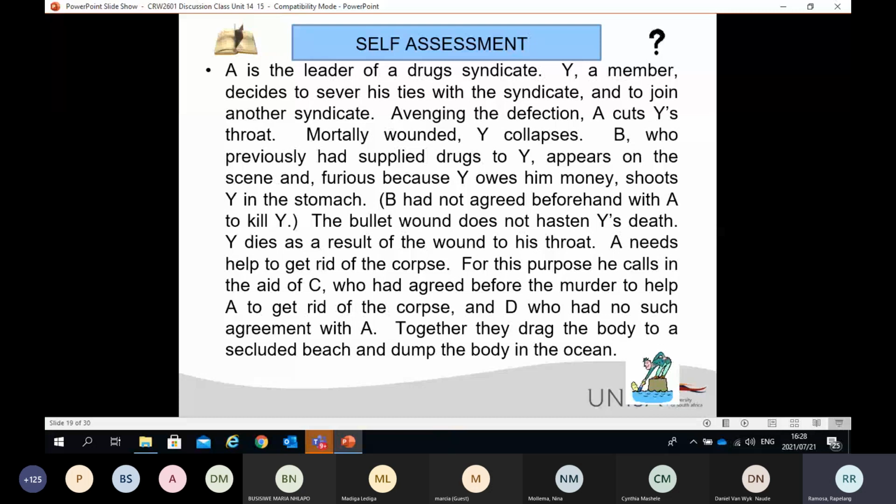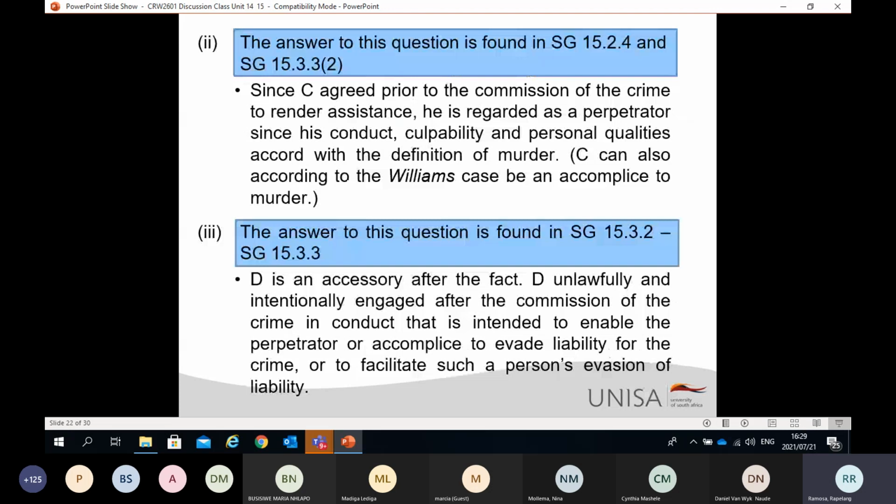So with those facts covered, C is certainly not an accessory after the fact, because C had agreed beforehand, before the murder, to help A. C would be in that instance a perpetrator, because his conduct complied with the definition of being a perpetrator in that sense of helping A commit the murder. But then again, if you are relying on the Williams case, you could also say arguably that C is an accomplice, because that is the case authority that currently stands until it is literally repealed.